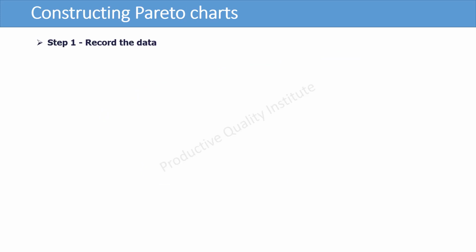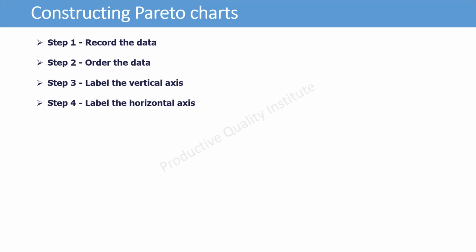Steps to construct a Pareto chart. Step 1. Record the data. Step 2. Order the data. Step 3. Label the vertical axis. Step 4. Label the horizontal axis.